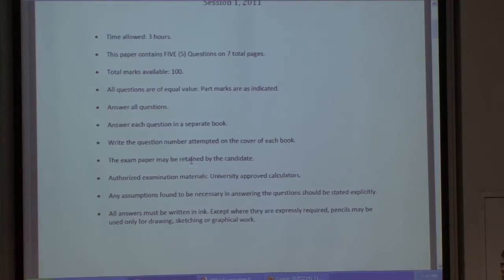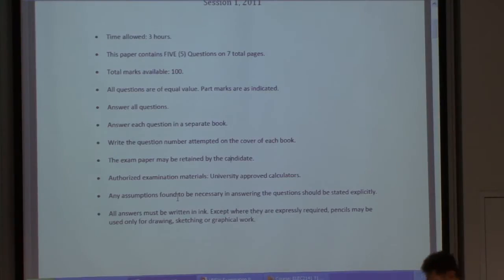Just like previous years, you may retain your paper. There won't be any pink sheets, so you can take this exam. Calculators: you bring your own calculators into the exam. I don't think, to be honest, this exam is very mathematical, but obviously bring a calculator because it might help you. You can do everything by head if you need to.